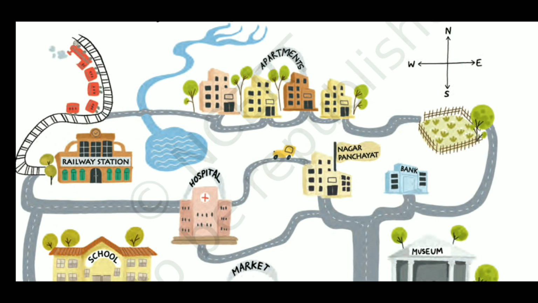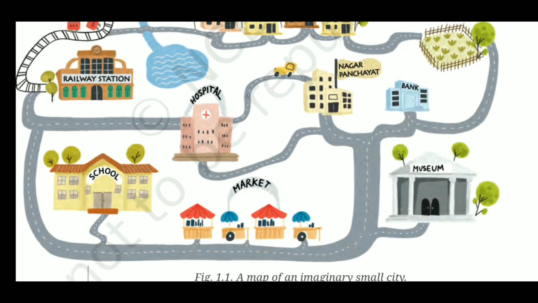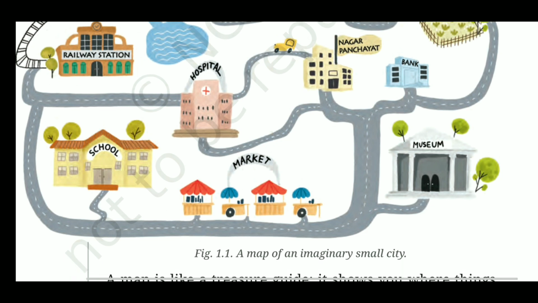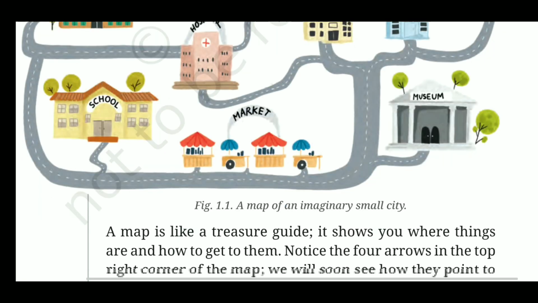There is a picture. In this picture, first we can see the direction: at the top it's north and opposite south. Then on the left is east and right is west. There are apartments. There is a railway station. There is a panchayat, a garden, a bank, a hospital, a school, a market, water bodies, a museum, and roads connecting each other. This is figure 1.1, a map of an imaginary small city.